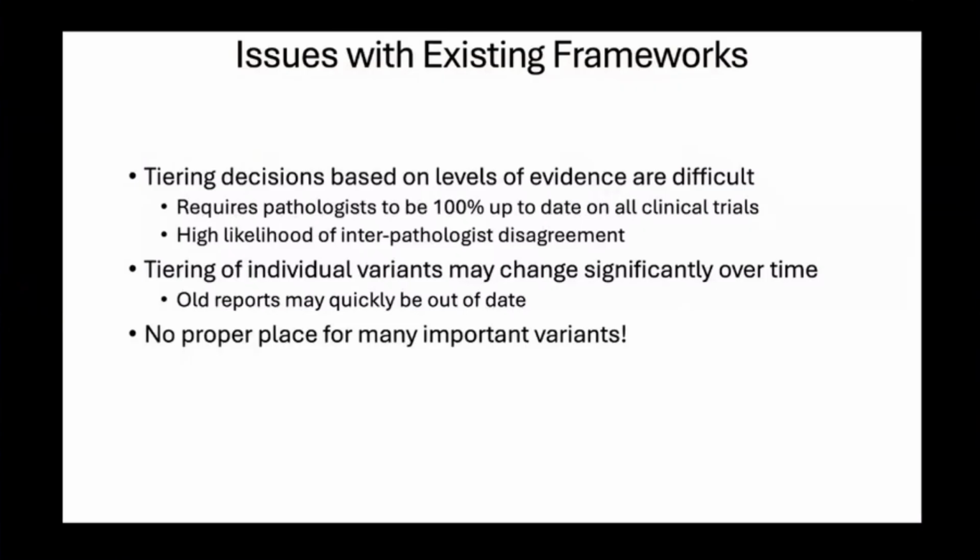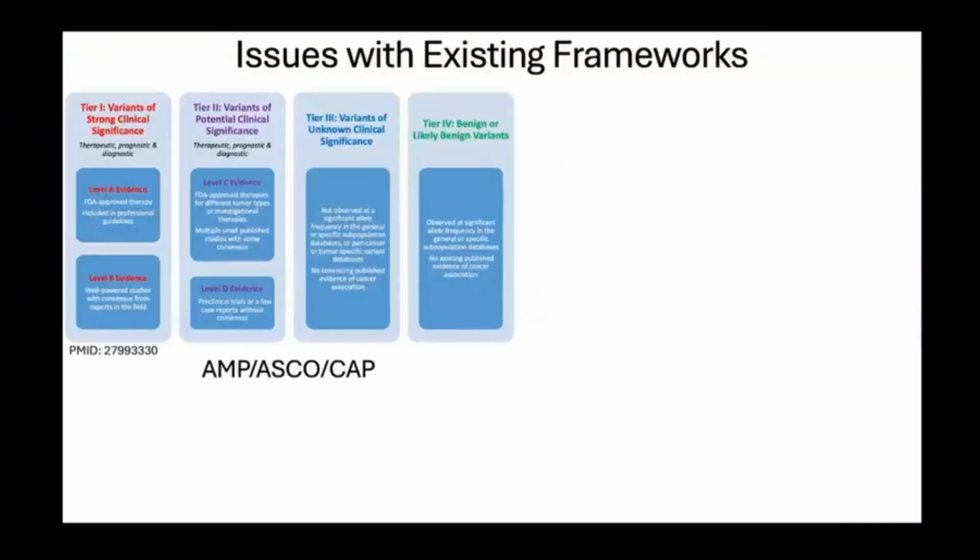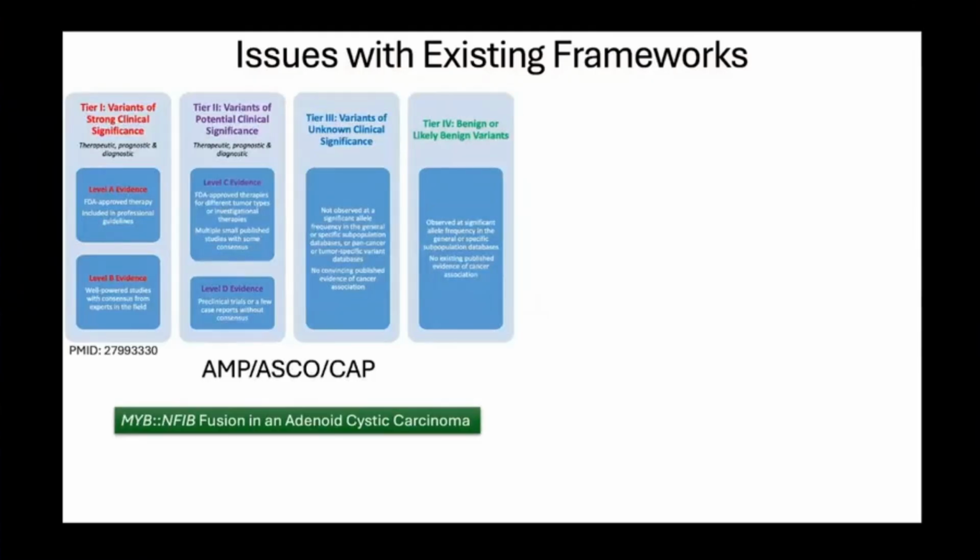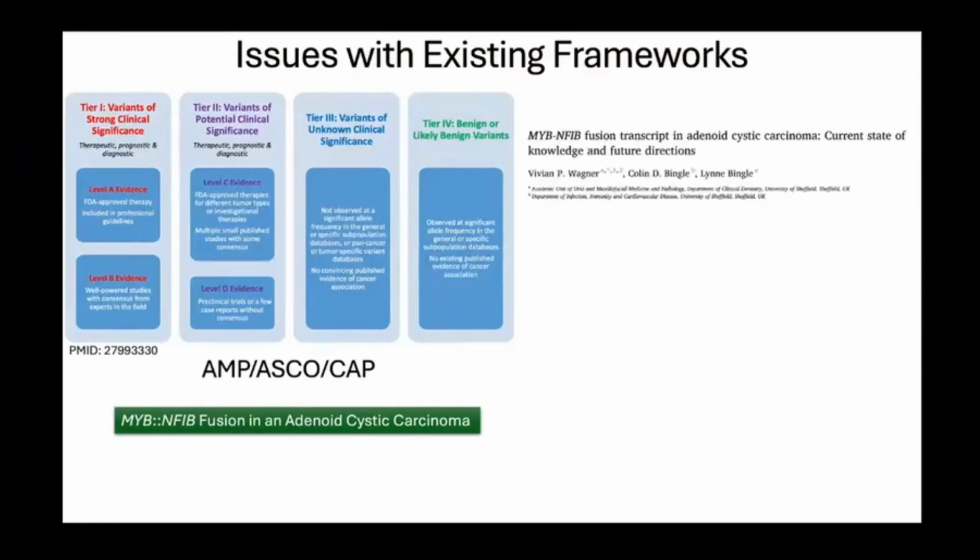Also, the clinical picture changes rapidly. And so a report that I issue today could be seriously out of date in only a few months. And perhaps the most frustrating thing is that there's really no proper place to put many truly important variants. Let's just take a little example of a MYB-NFIB fusion that's found in an adenoid cystic carcinoma. This is a salivary gland tumor. This particular fusion is a disease-defining event found in nearly all cases of this tumor.